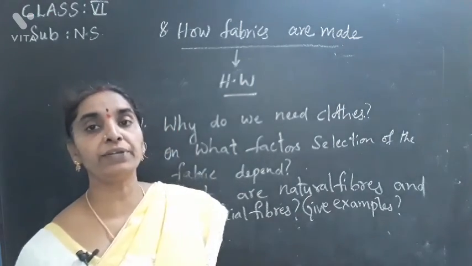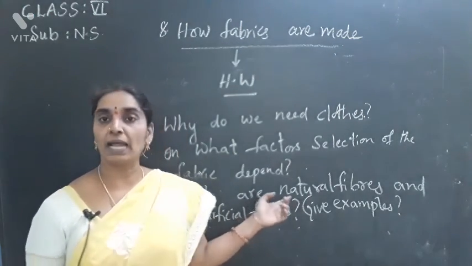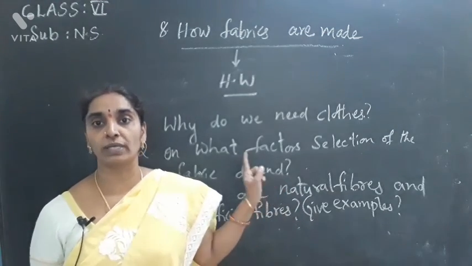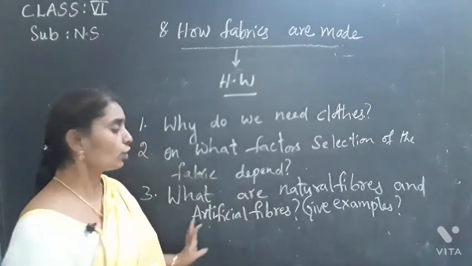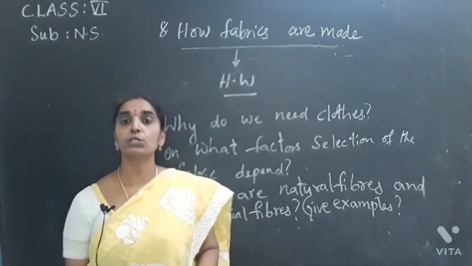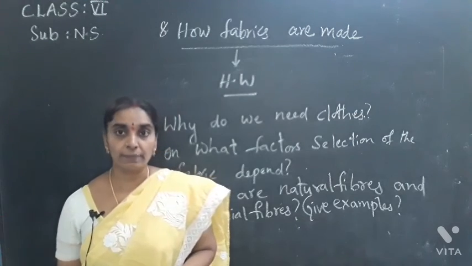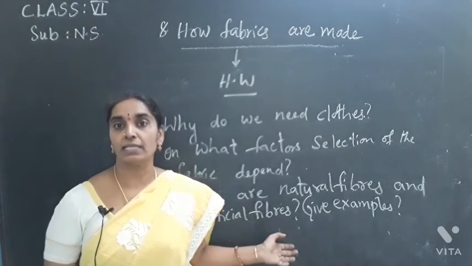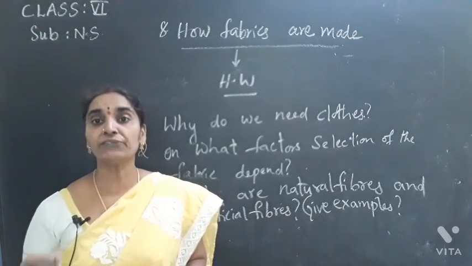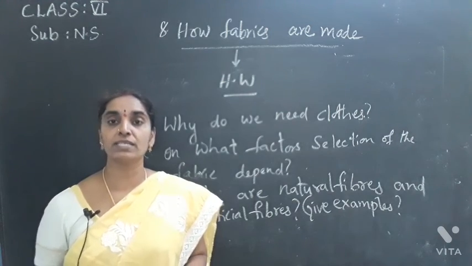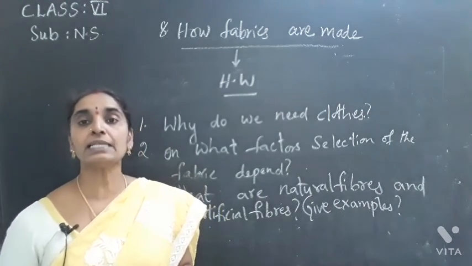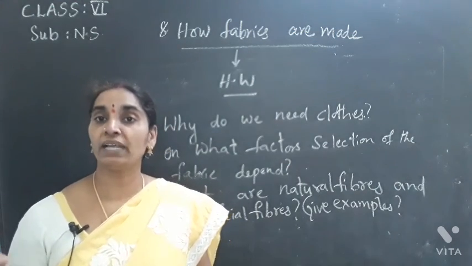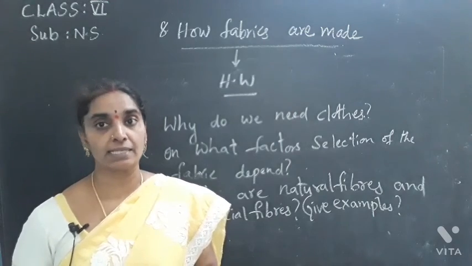The fibers that are obtained from nature, that is either from plants or animals, are called natural fibers, and the fabrics made from natural fibers are called natural fabrics. What are artificial fibers? They are fibers obtained from chemicals, manufactured in industries. They are called artificial fibers or synthetic fibers. Since they are synthesized using chemicals in industries, they are known as synthetic fibers. Since they are manufactured by man, they are also called man-made fibers or chemical fibers.